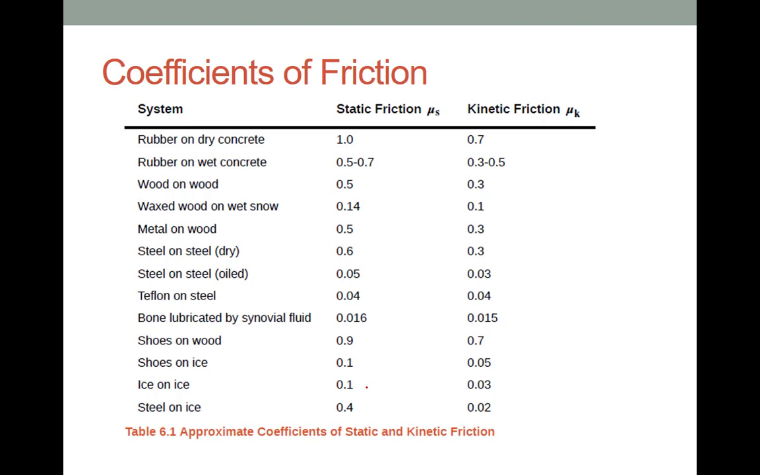This is why, for example, when you go to move a large piece of furniture, you have to push really, really hard to get it moving. And then when it starts moving, it suddenly becomes much easier because the friction drops. Another one that always is of interest to me is the bone lubricated by synovial fluid, where the static friction and the kinetic friction are very, very close together. If they weren't very close together, then when you go to move your arm or move a joint, it would hitch and not work as well.